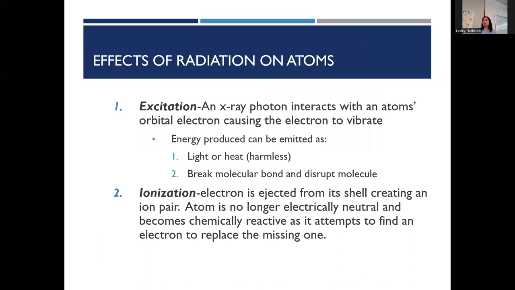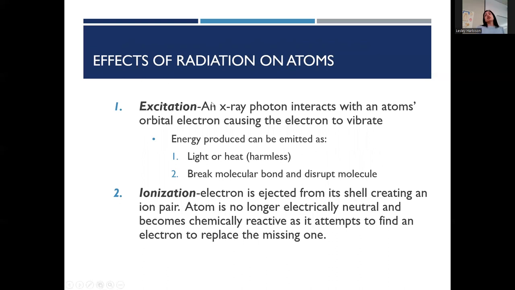Okay, so effects of radiation. There's a couple things when the X-ray photon leaves the tube head and comes over to the patient, and starts to interact with the matter, their cheek or their skin or teeth or whatever. There's a couple different things that happen on a cellular level, or an atom, a small level. We have excitation, we have ionization, and then there's one more on the next slide.